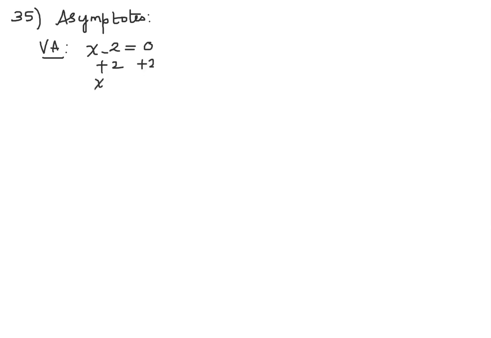And number 35, we are given f of x equals, use the equations. You have to graph, but I'm not putting the graph, so I'm just writing the asymptotes. The vertical asymptote: set the denominator equal to 0. So add 2, so x equals 2 is the vertical asymptote. The horizontal asymptote is y equals 3.